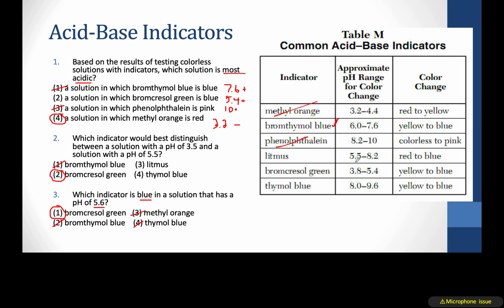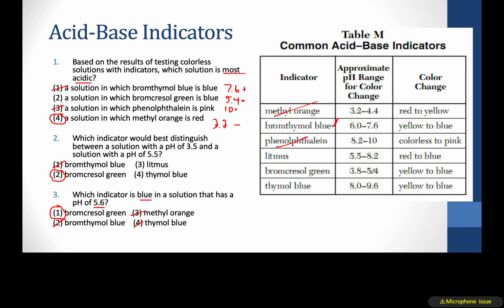A pH of 5 would be red for litmus paper, and a pH of 8, well, this is not the best indicator. This would probably still work because it's so close to the end of the range. You'd probably be able to tell. The pH of 8 would be pretty much entirely blue. So you could use litmus paper. I'm not going to write anything because it's not the best choice. So far, our best choice is this, right?